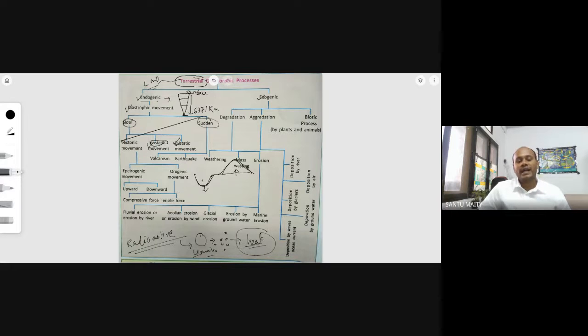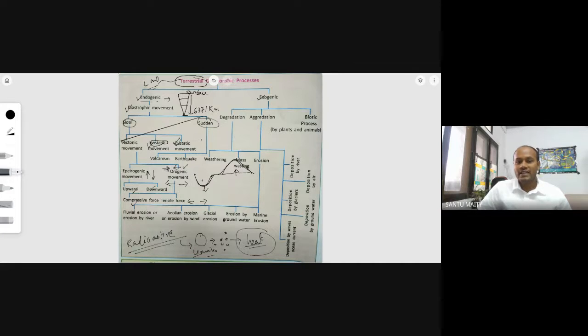Then tectonic movement is categorized into epirogenic and orogenic. Epirogenic means up and down movements in this direction. Orogenic means movements in a lateral way, something like this. Epirogenic is upward and downward, and orogenic is compressive and tensile: towards each other and maybe away from each other. When the movement is towards each other, it will be compressive. When the movement is away from each other, there will be tensile force. So these are the diastrophic movement classifications.